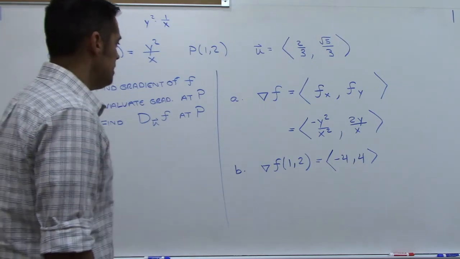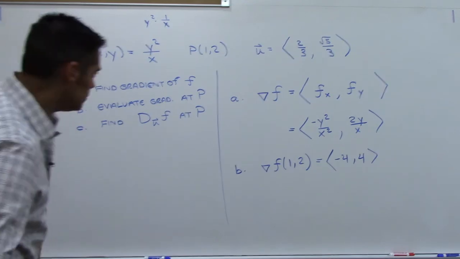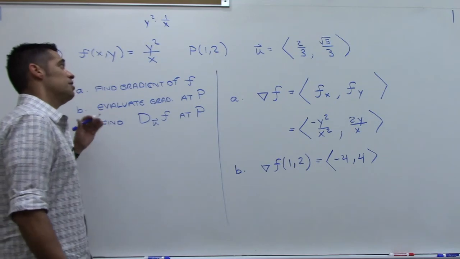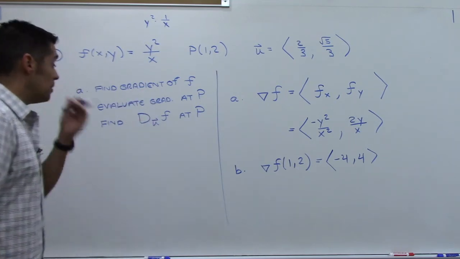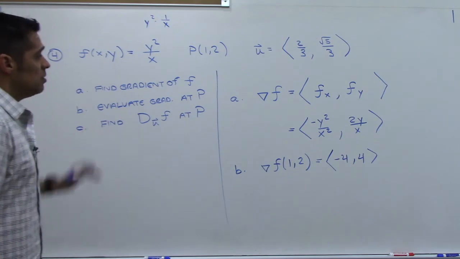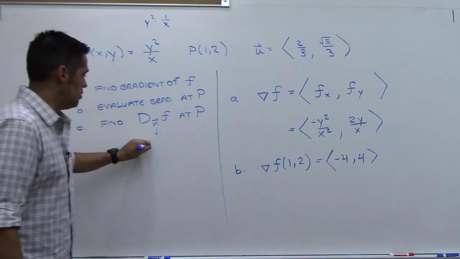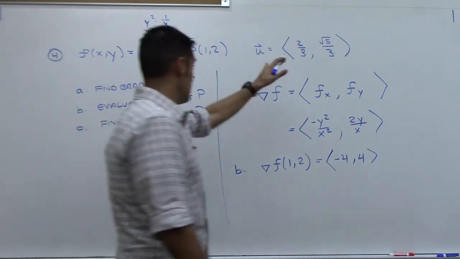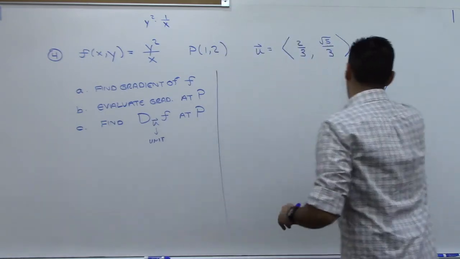Okay, so that's B. And then for part C, it wants to find the rate of change of f in the direction of u at the point P. So this is a directional derivative, which means that we have to make sure that u here is a unit vector. Very important. Is this u a unit vector? So here's the u they gave me. Let me just check that this is a unit vector.